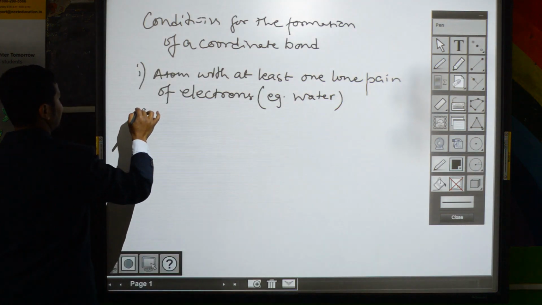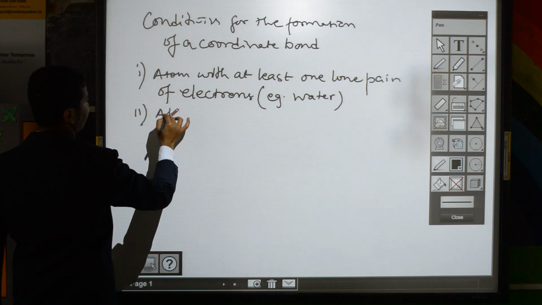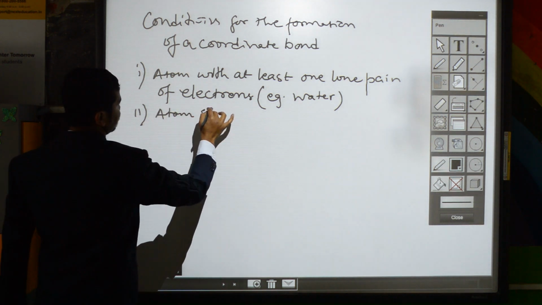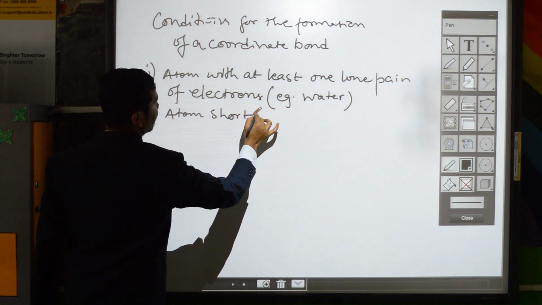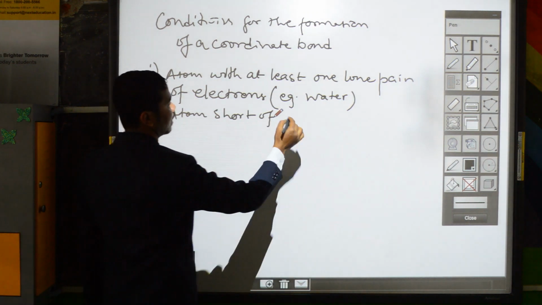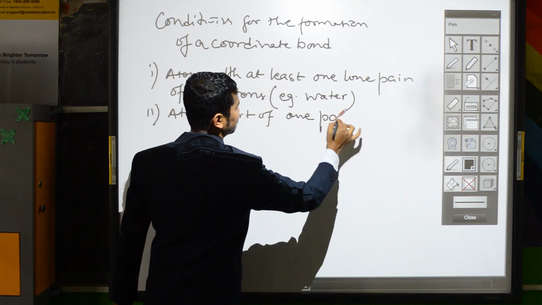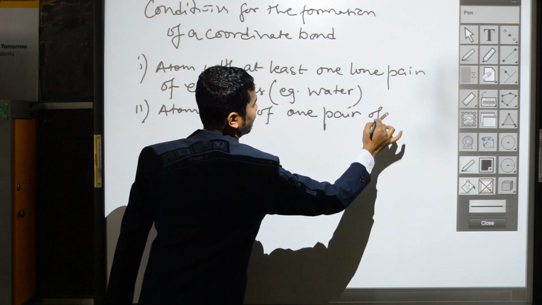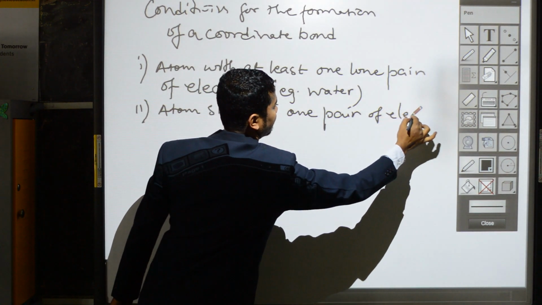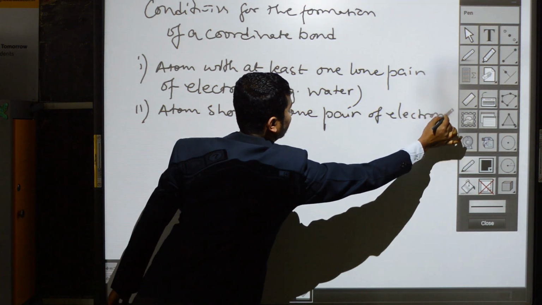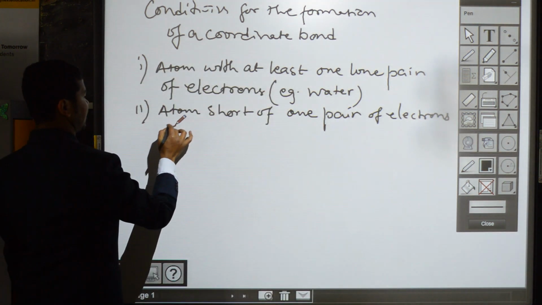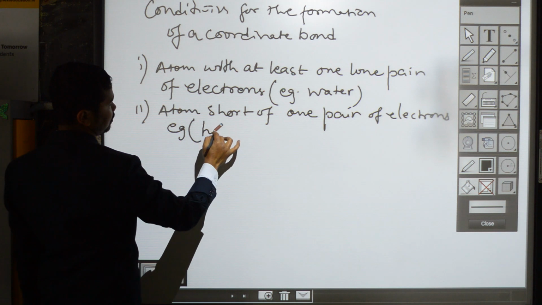Number 2, atom short of one pair of electrons. Example, hydrogen ion.